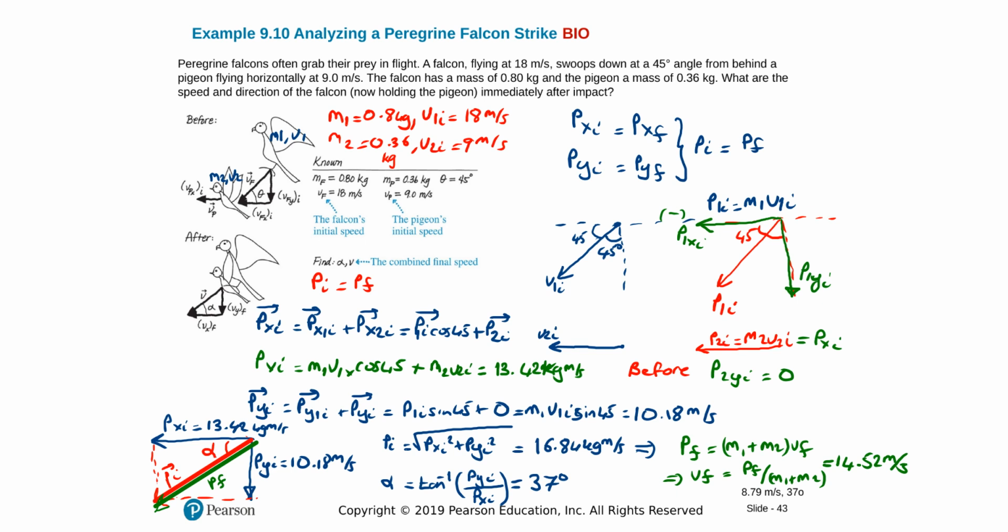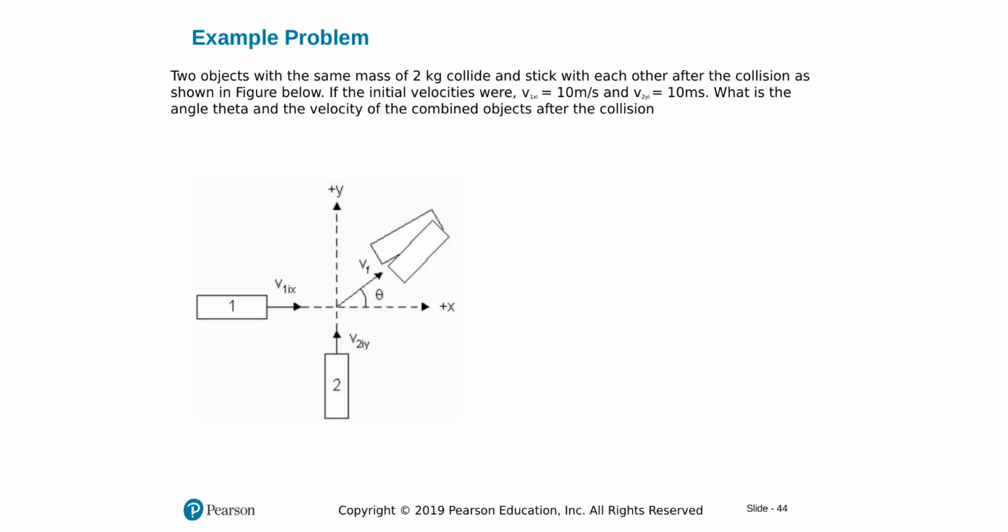Again, this would be by far the hardest question if you're asked it. If I really want to give you a hard time, I would ask you this question. This one is a nice cute question here. We have two objects, 1 and 2, in this direction with these initial velocities. They collide, they stick with each other. After the collision, what is the angle theta? And what is the velocity of the combined objects?